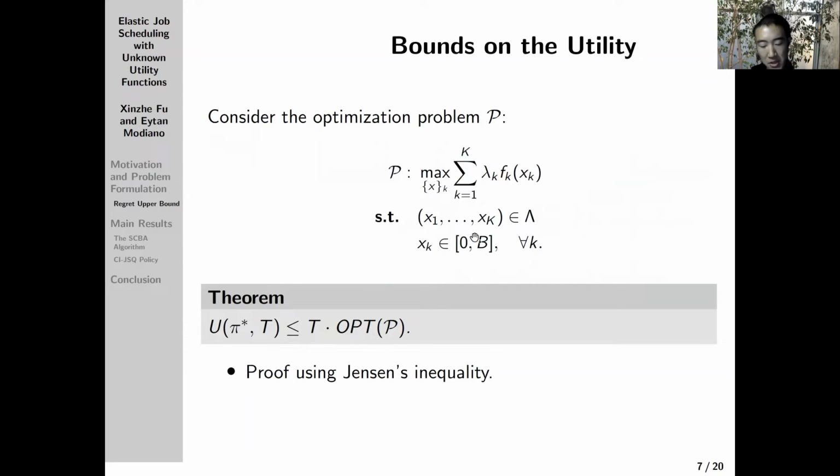We first consider the following optimization problem P. It asks for the job size vector x that maximizes this objective function. P can be thought of as a static version of the elastic job scheduling problem, if we just plug in all the parameters of the job scheduling problem as their means. Our first result shows that the expected utility of the optimal policy is upper bounded by T times the optimal value of this optimization problem P. The result is proved by simply applying Jensen's inequality.